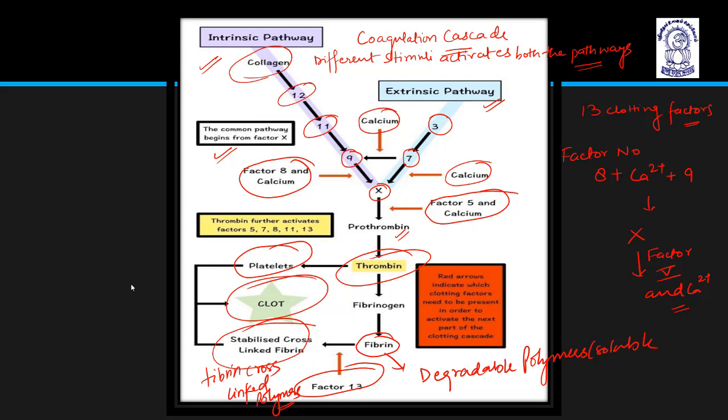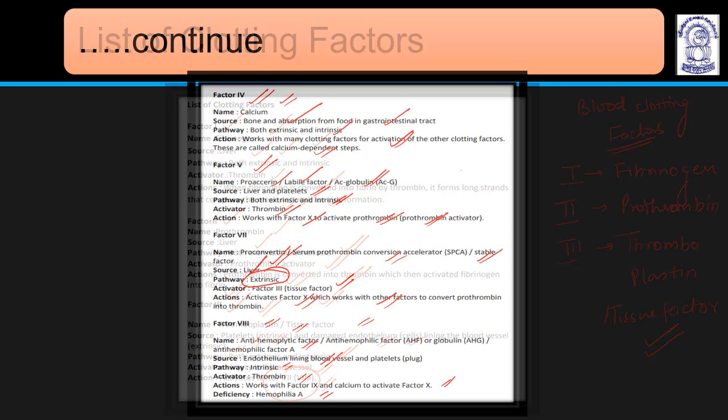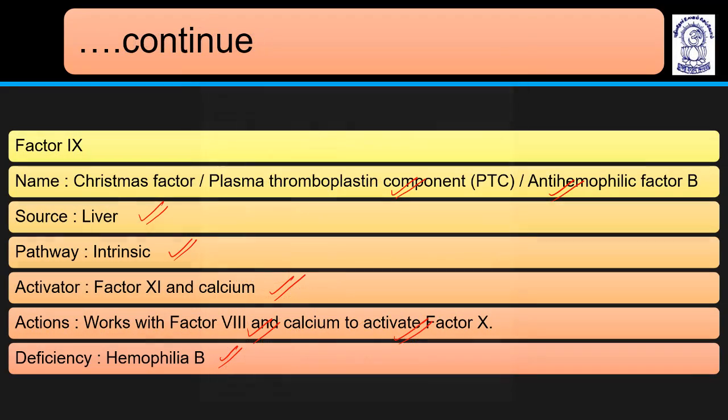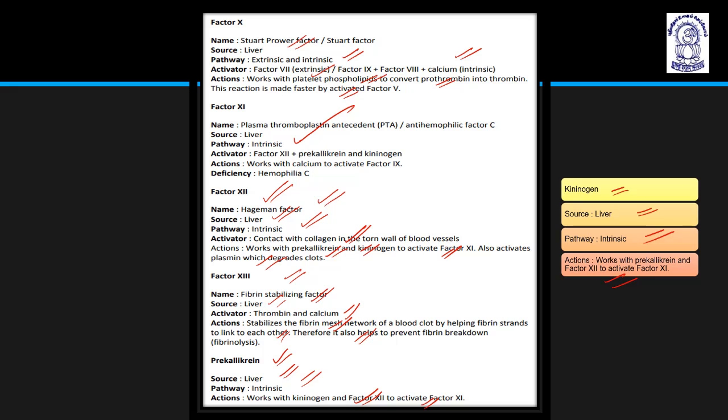One thing I just want to tell you: factor number 8 deficiency causes hemophilia A, factor number 9 deficiency causes hemophilia B, and factor number 11, plasma thromboplastin antecedent or anti-hemophilic factor C, its deficiency causes hemophilia C or von Willebrand disease. Understood?